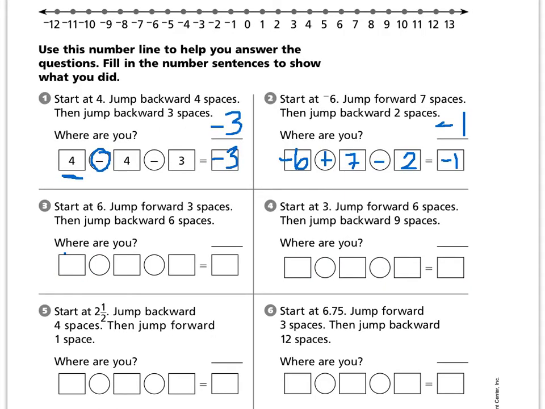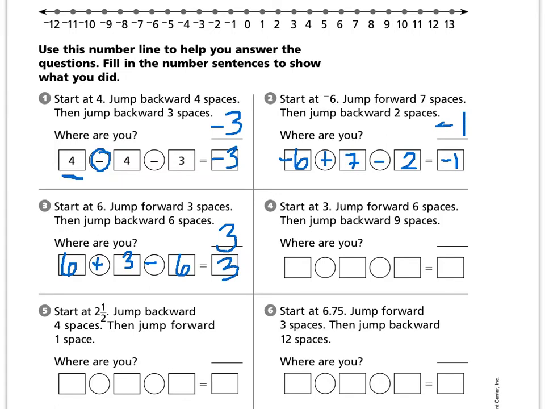Let's look at number 3. I start at 6, so I'm going to put that in the number sentence, and I jump forward 3 spaces, so plus 3, and then jump backwards 6 spaces, so minus 6. Without using the number line, I know that 6 plus 3 is 9. Minus 6 is going to be 3. You can use the number line to check your answer.